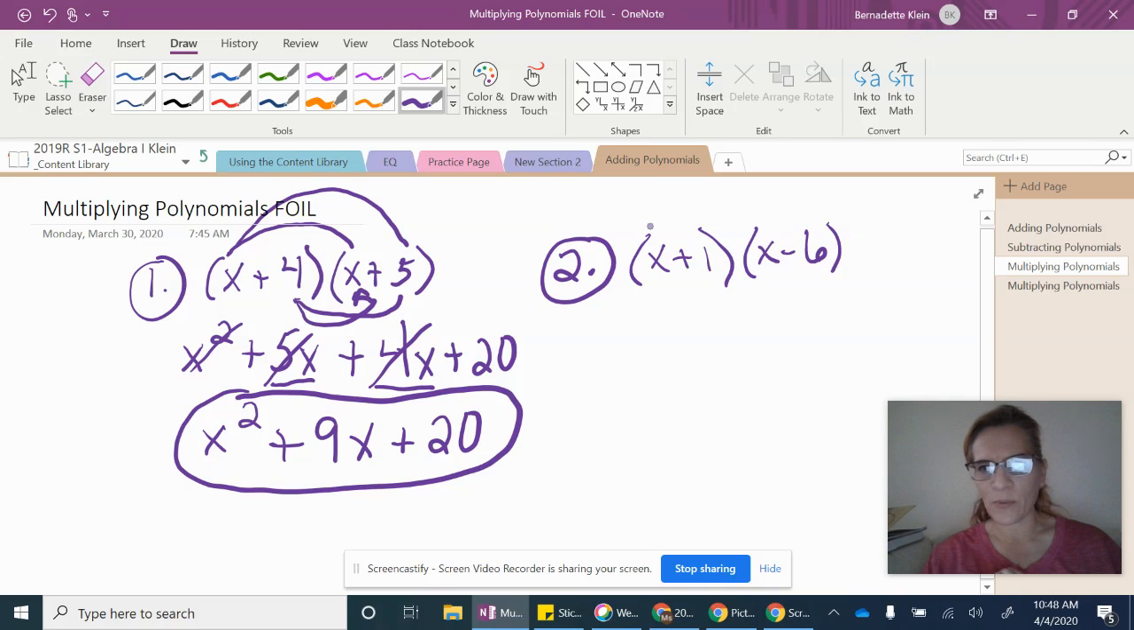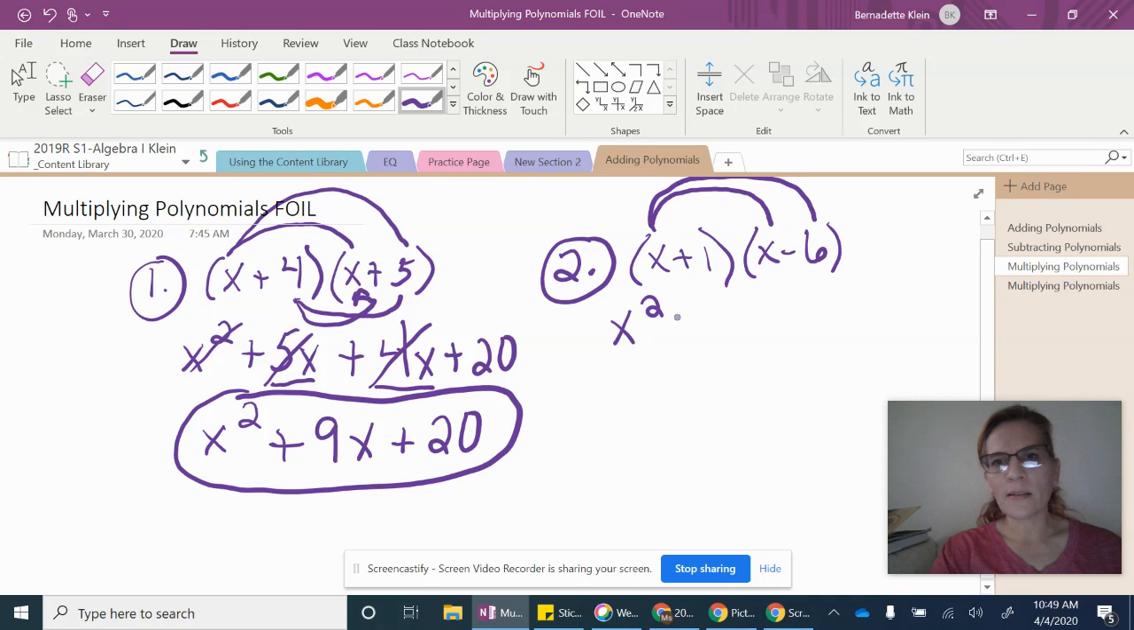Okay, so you take your first term and you multiply the first term in the second binomial. X times x is x squared. X times 6, it's a negative. A positive times a negative is a negative, so that makes negative 6x. And then you start with your 1 to do both terms. 1 times x, okay, is 1x, and it's positive. You don't need the 1 there, but if it helps you visually, you can write the 1 there.